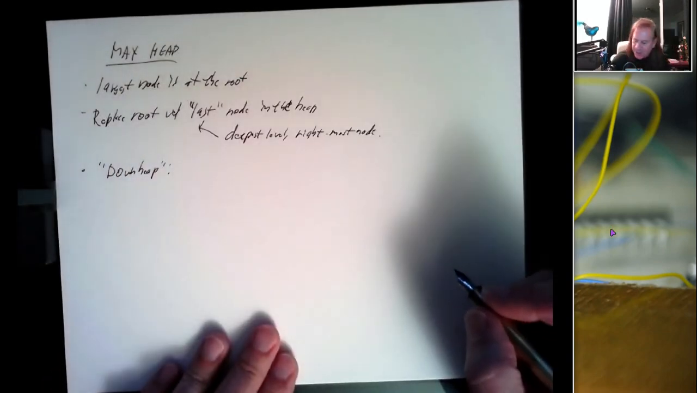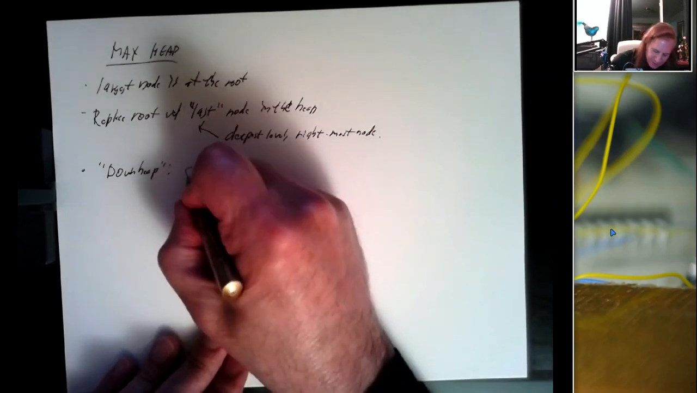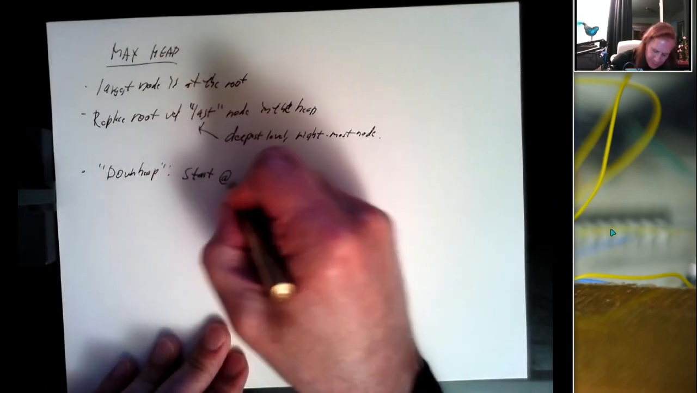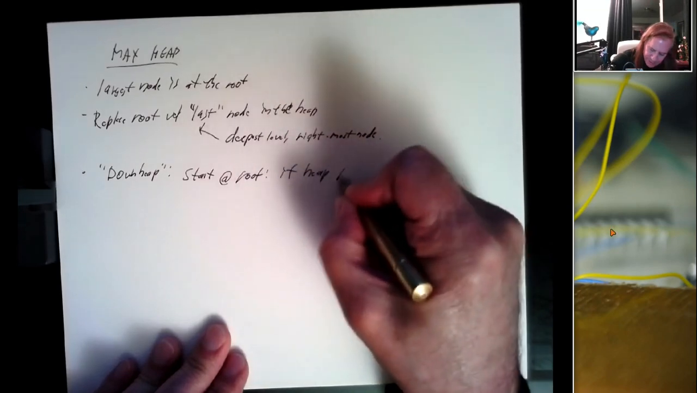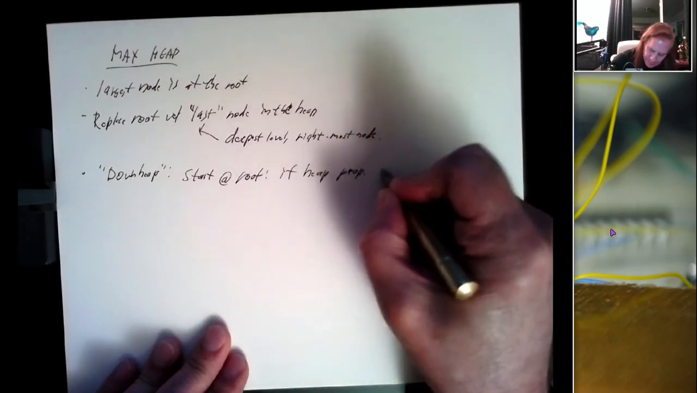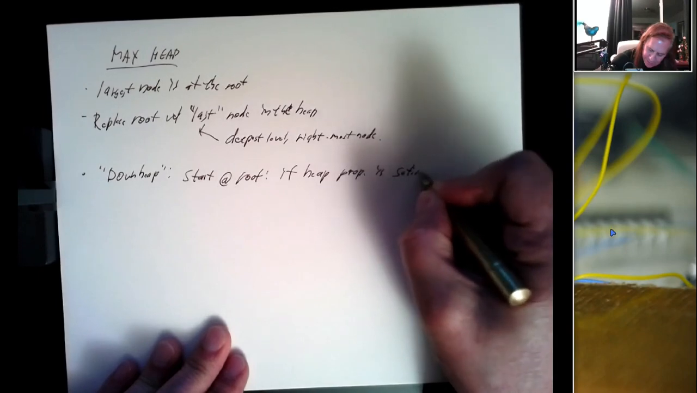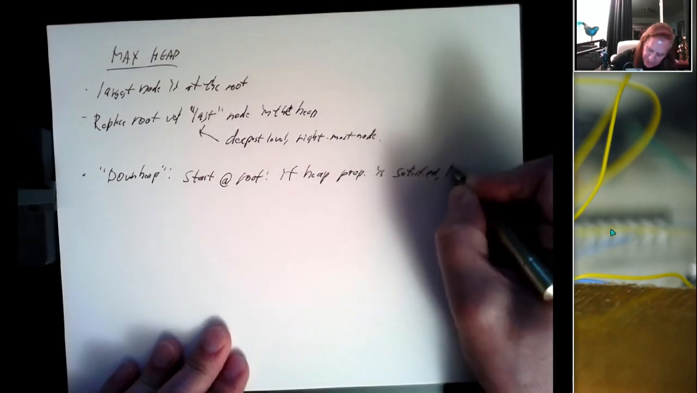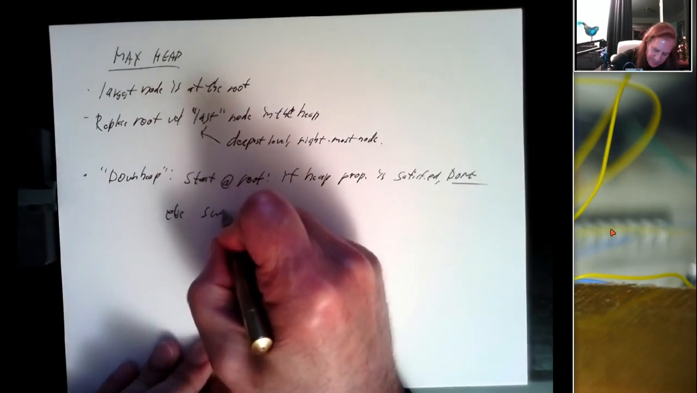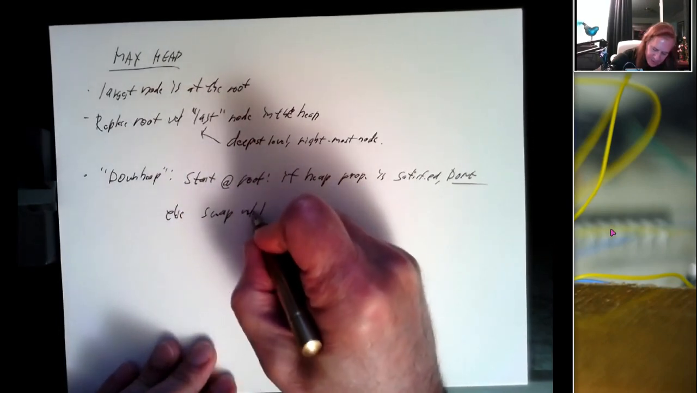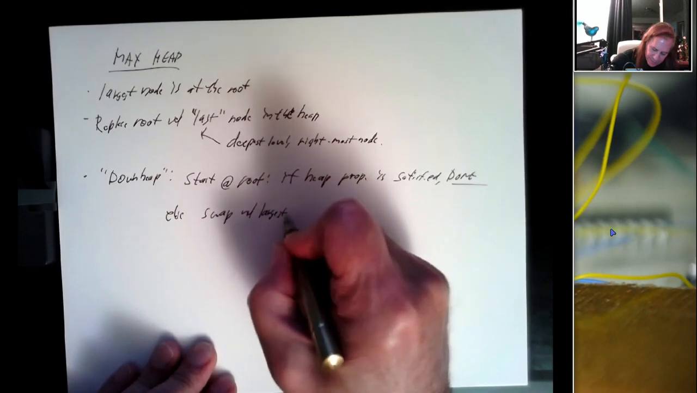And downheaping means start at root. If the heap property is satisfied, then we're done. Otherwise, swap with the largest child.